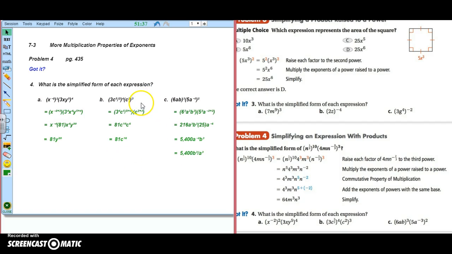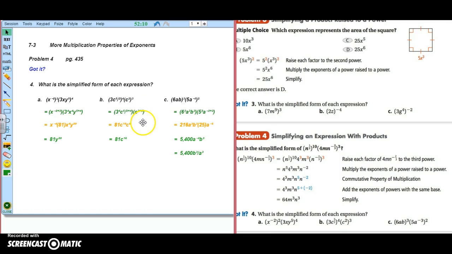Part B, 3c to the 5 halves, all raised to the fourth power, and c squared raised to the third power. Now that 4 is going to go with its set of parentheses, but it has to also go to the coefficient, has to go to everything. So 3 to the fourth power, c to the 5 halves raised to the fourth, we're going to multiply 5 halves times 4. In the second set of parentheses, we have c squared to the third power.